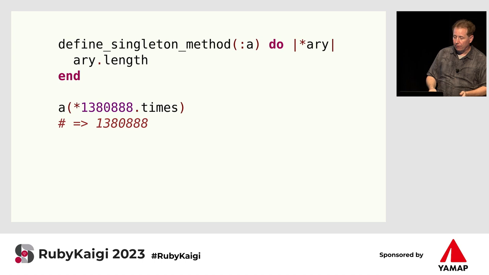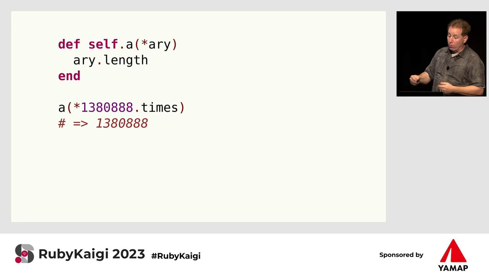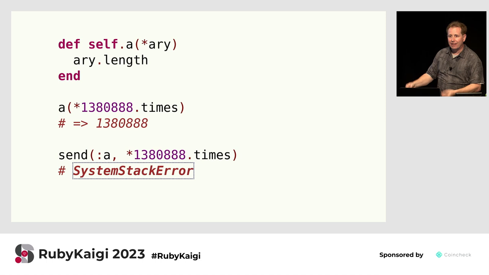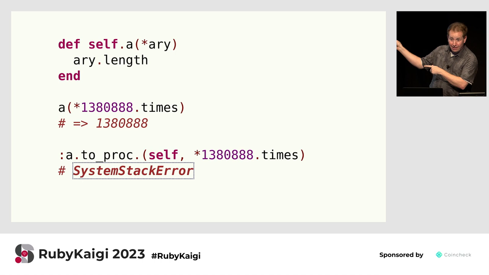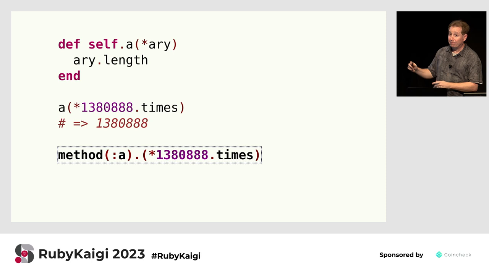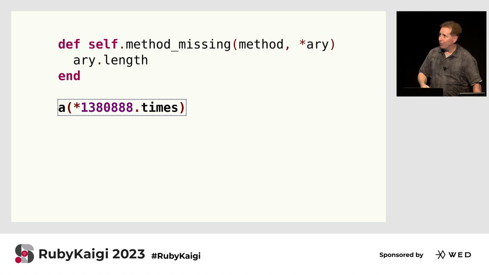There were other cases that failed as well. While passing a large array splat worked with normal method definition starting in Ruby 2.2, if you called the same method using send, you got a system stack error. If you used symbol to proc and called the resulting proc with a large array splat, you got a system stack error. If you created a method object for the method and called that with a large array splat, system stack error. If you defined method missing and then called a method that did not exist with a large array splat, you got a system stack error.